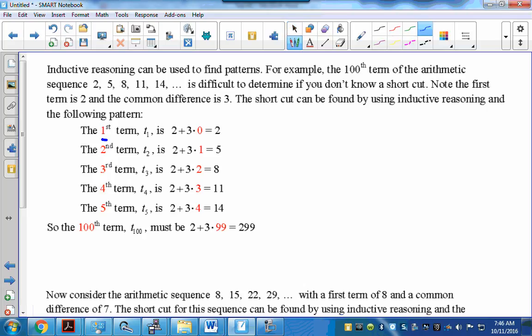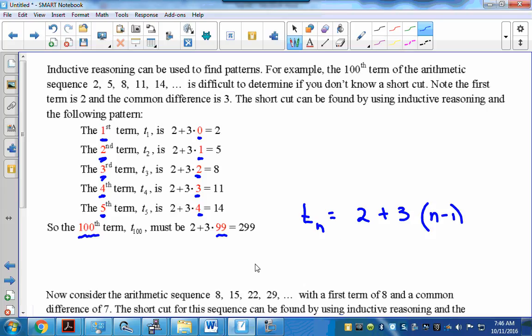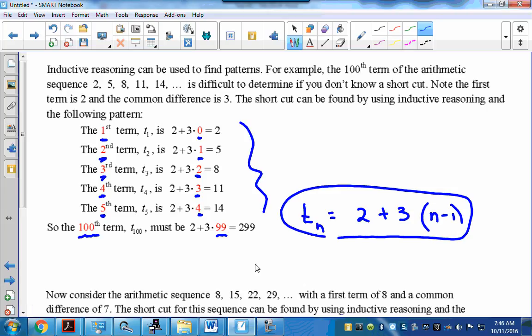Okay, so note the first term, there's a 0 there. For the second term, there's a 1 there. For the third term, there's a 2 there. For the fourth term, there's a 3 there. For the fifth term, there's a 4 there. So for the 100th term, you put a 99 there. The formula for this one, T sub n, whichever term you're looking for, it always seems to be 2 plus 3 times n minus 1. Okay, and that's the formula or the shortcut for this particular sequence.